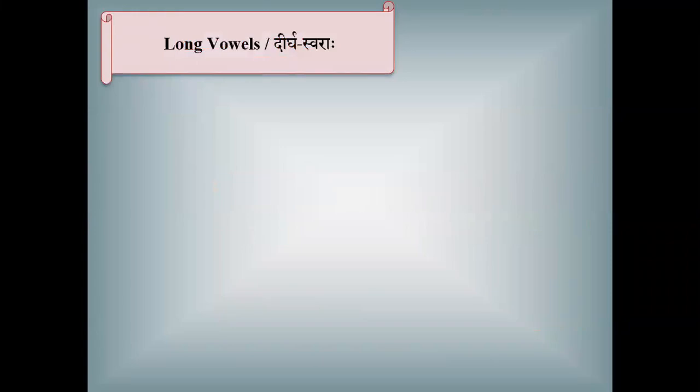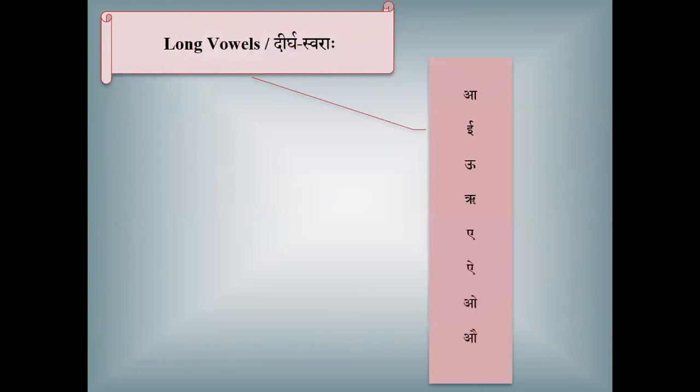5 short vowels are there. Then how many long vowels? 9 long vowels, because the total number of vowels is 13. 13 minus 5, 9. What are they? Ā, Ī, Ū, Ṝ. These 4 are simple vowels. Then the remaining letters are the conjunct vowels: E, Ai, O, Au. These are conjunct vowels. They are long vowels. They don't have a short form. Therefore, 4 plus 4, 8. Among the 8, 4 are simple vowels and 4 are conjunct vowels. So, this classification is based on the time taken to pronounce the letter.